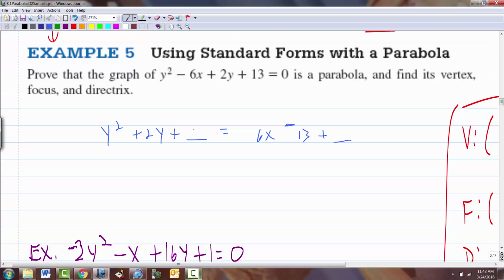Okay, what's the number? 1. And then it's y plus 1 squared equals negative 3x, 13 plus negative 12, and I got to pull out a 6. So it's x. Was that thunder?